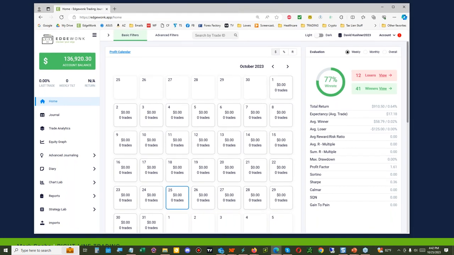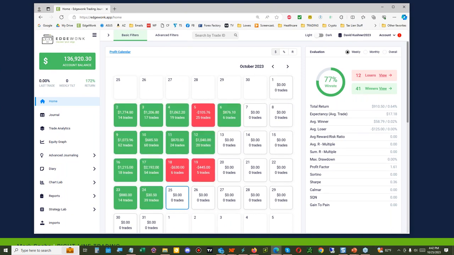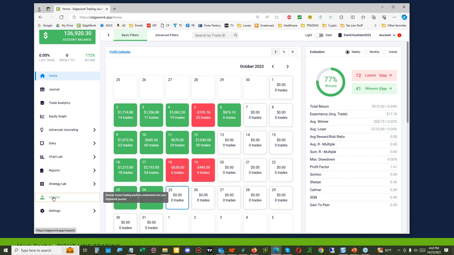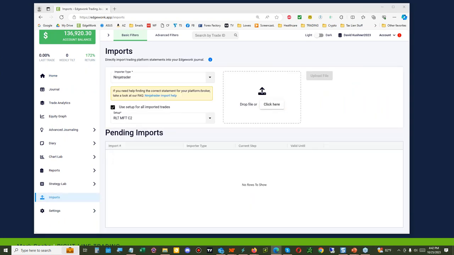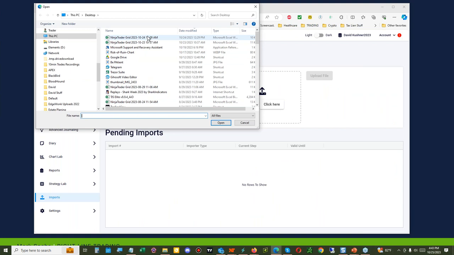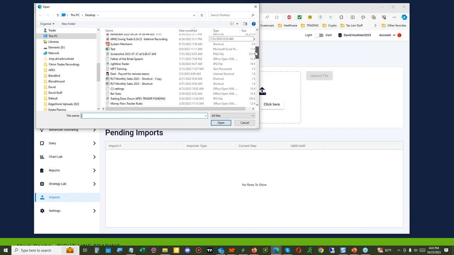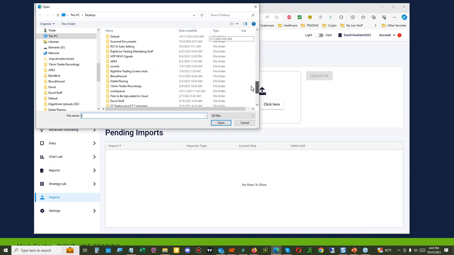So every day I run my performance report in NinjaTrader. I go to the trades tab, I click on the trades tab, and I export all the data from that day. And it exports it into an Excel sheet. And then every day, at the end of the day, I go to imports, I click here. See, this was yesterday, this was the day before. Actually, I just put every one of them that I, where is it?